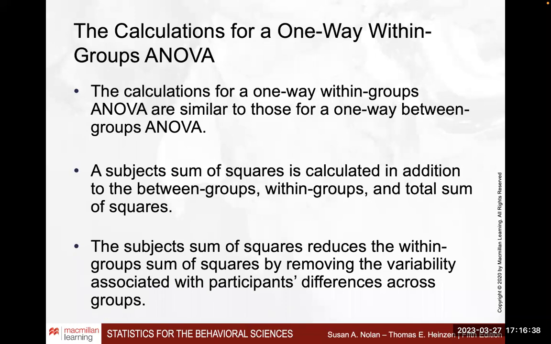Calculations are similar. You again calculate the sum of squares between groups, within groups, and total sum of squares. But now in addition to that, you calculate a subject sum of squares. And this is basically the sum of squares that is then removed or subtracted from the within group sum of squares. So literally you're subtracting one from the other. The unit is the same, so you just subtract them.